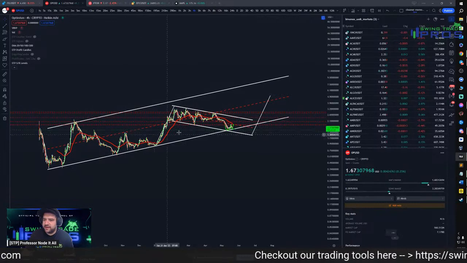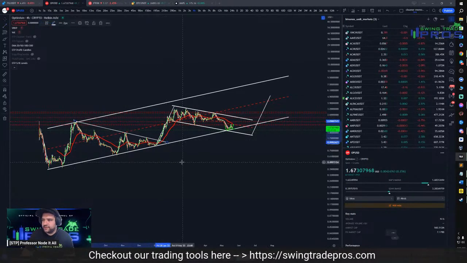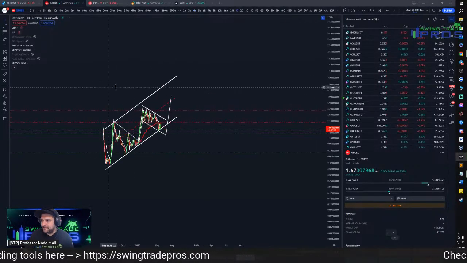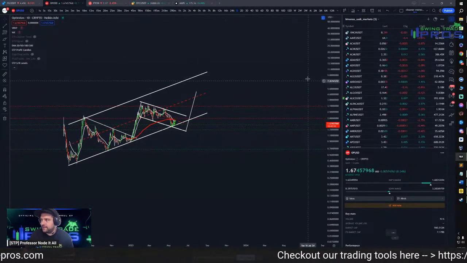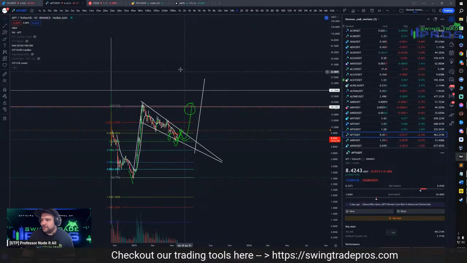Again, we don't have lots of data on this asset, but we can see what it's been trying to do. It's kind of repeating the same type of structure, same type of pattern. Another asset that's doing something interesting is Aptos, right?